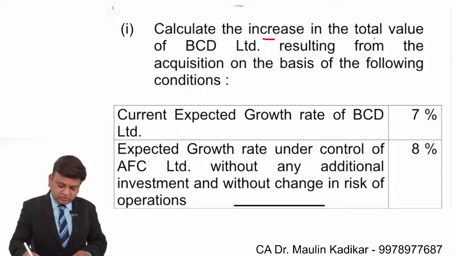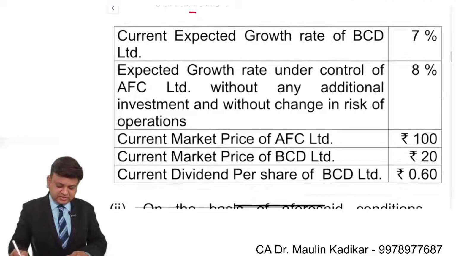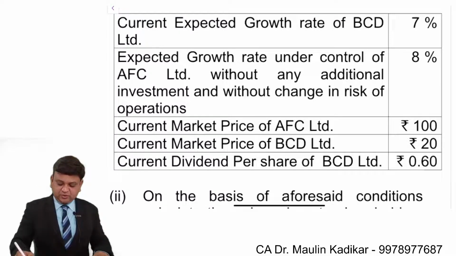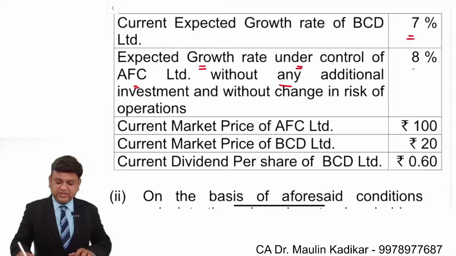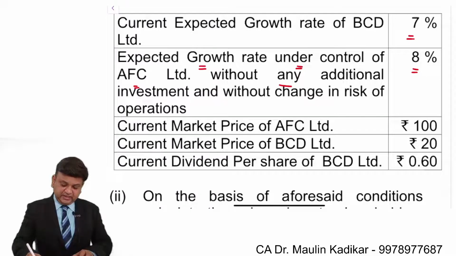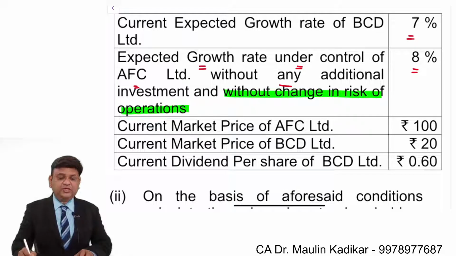Calculate the increase in the total value of BCD Limited, that is the target company, resulting from the acquisition on the basis of the following conditions. Current expected growth rate of BCD Limited is 7%. Expected growth rate under the control of AFC Limited, without any additional investment and without change in the risk of the operation, is 8%. So there is a very good clarification made over here that there is no change in the risk of operation. It means that the cost of capital is going to remain the same.